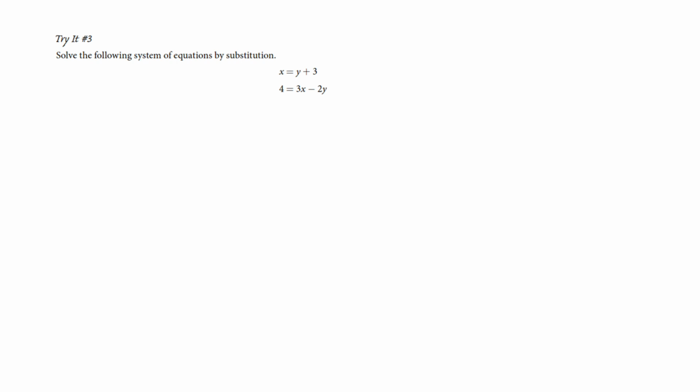So we're going to solve this by substitution, and it doesn't always have to be y. You can solve it either way. And if you notice, this is already set up. I know what x is. Well, if this is x, let's put it into the second equation. So I've got 4 equals 3 y plus 3, all representing x, so it's all going in parentheses. Now let's solve it and see what we get. 3y plus 9 minus 2y. Okay, so I get y is negative 5.